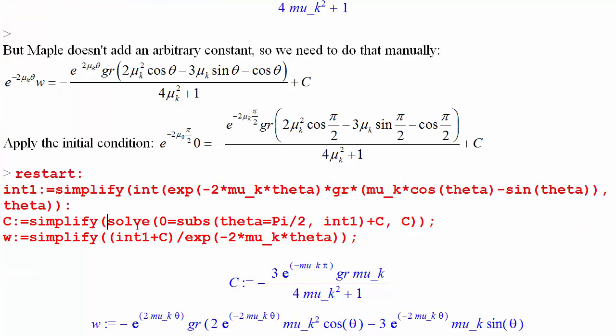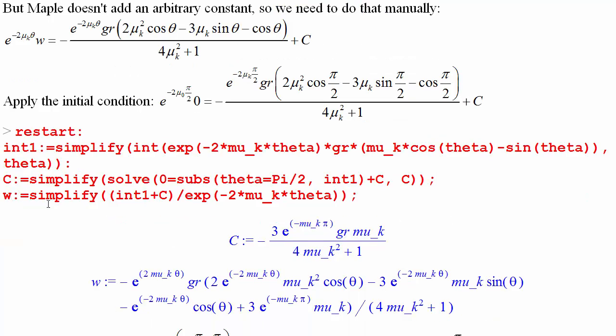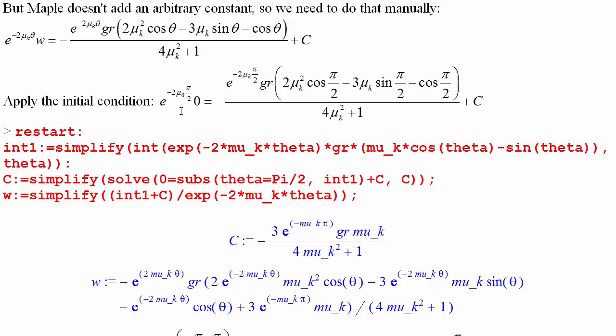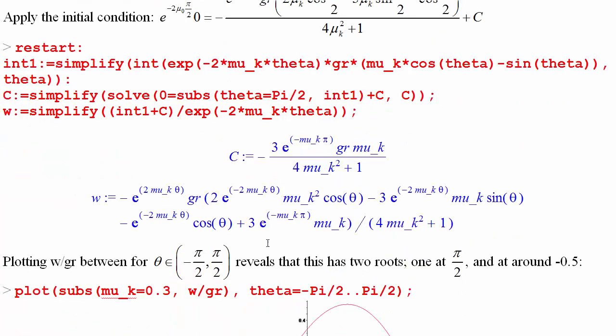So we'll solve this substituted equation. Theta is pi by 2, and we've subbed a 0 in for w for c. And then we'll define w as that integral plus c divided by this term on the left, because that was still there, so we need to divide by that to get w. And there is our w written out.